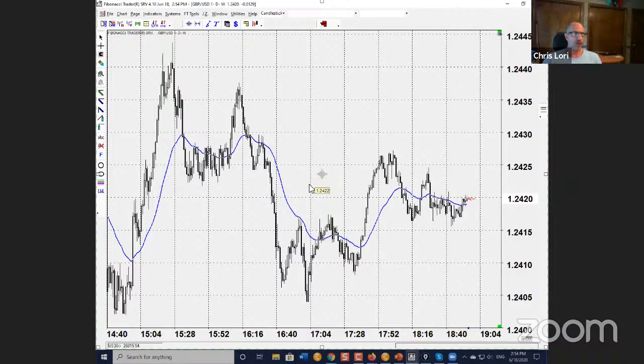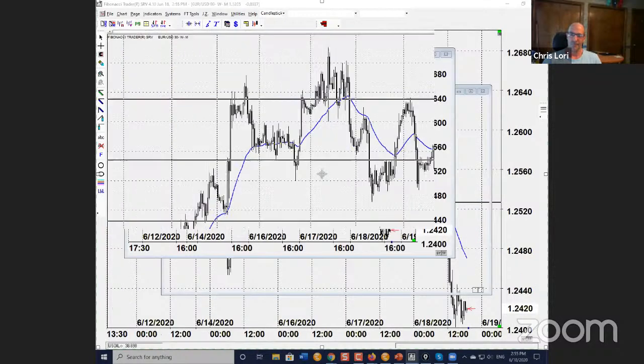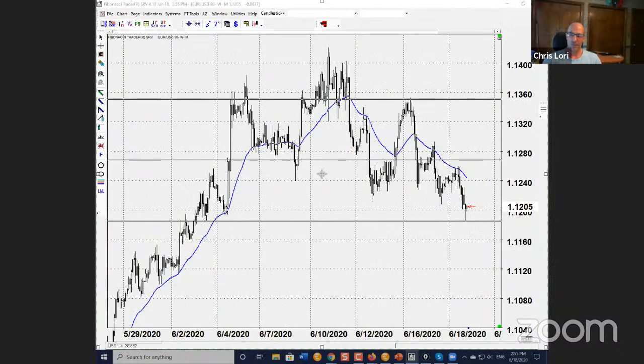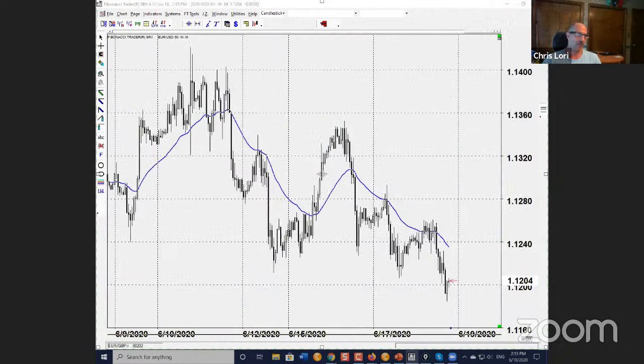I do not use any indicators at all. I use zero indicators. This blue line right here has been on my template for over a decade for sure, and it's only there for cosmetic purposes. Let me see, it's not really on all my templates. Maybe it is. It's just a 34 EMA. I don't use it at all.